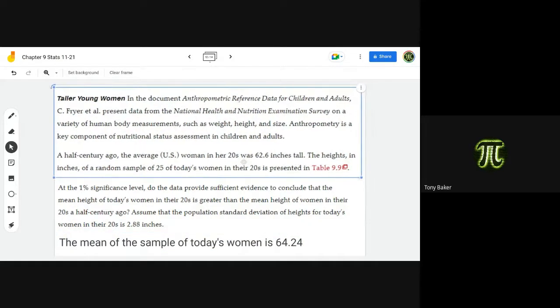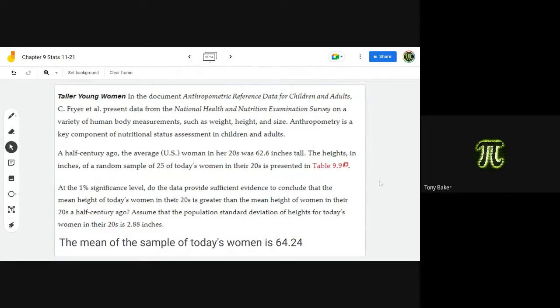All right. So in this actual problem, they gave you a table of all the heights. Well, 25 of them, and they wanted you to find out the mean and all this other stuff. I decided I wasn't going to make you do that. I just gave it to you.